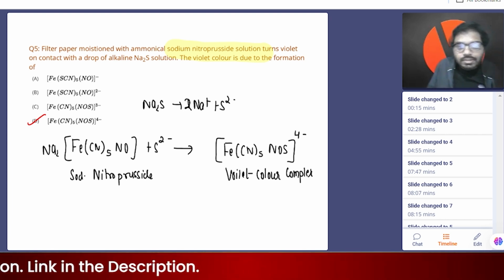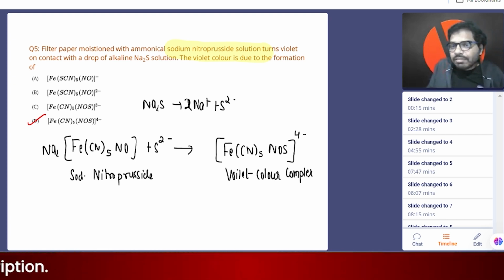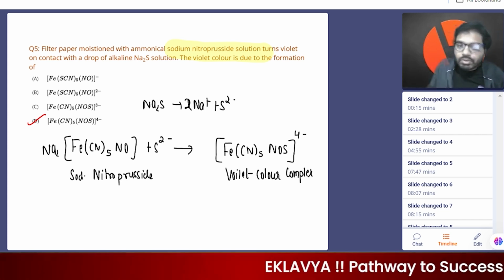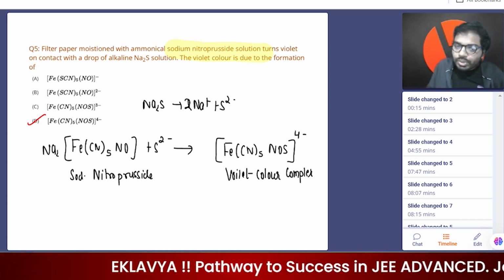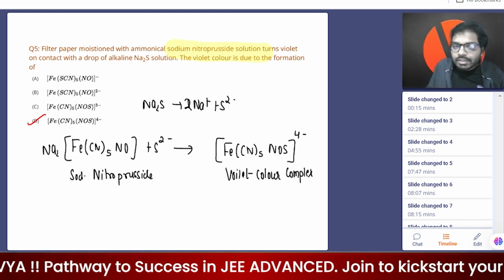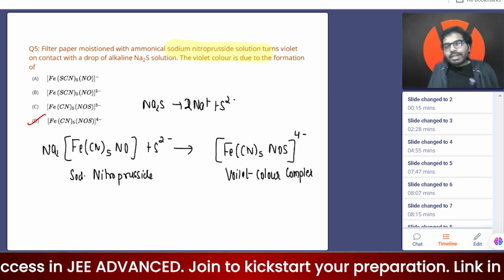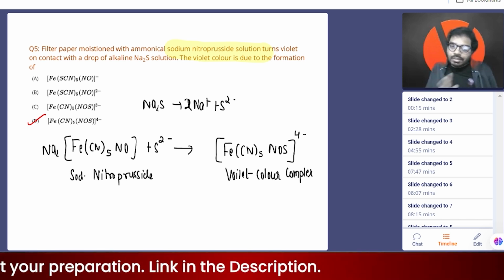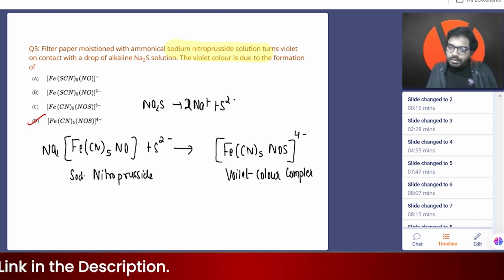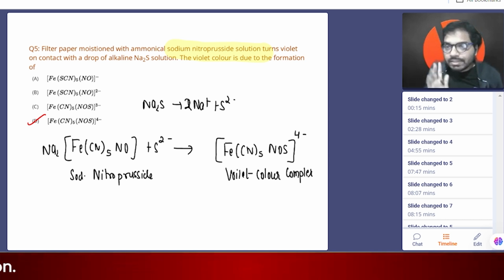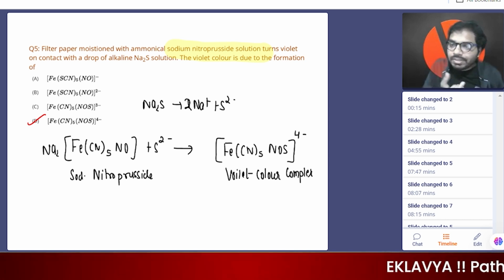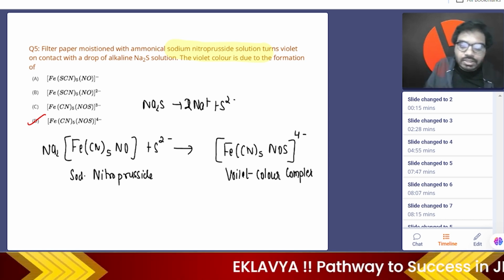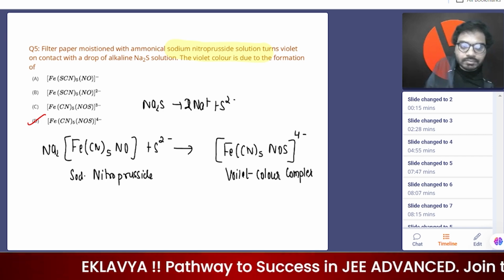I hope this is clear to you, that the ammoniacal sodium nitroprusside solution turns violet on contact. When it is in contact with the sulfide, it becomes violet in color. So we have to check the particular formula of this colored complex, and this reaction is mentioned in the NCERT. This complete reaction is mentioned in the NCERT, so you can check that. It is a very important one.